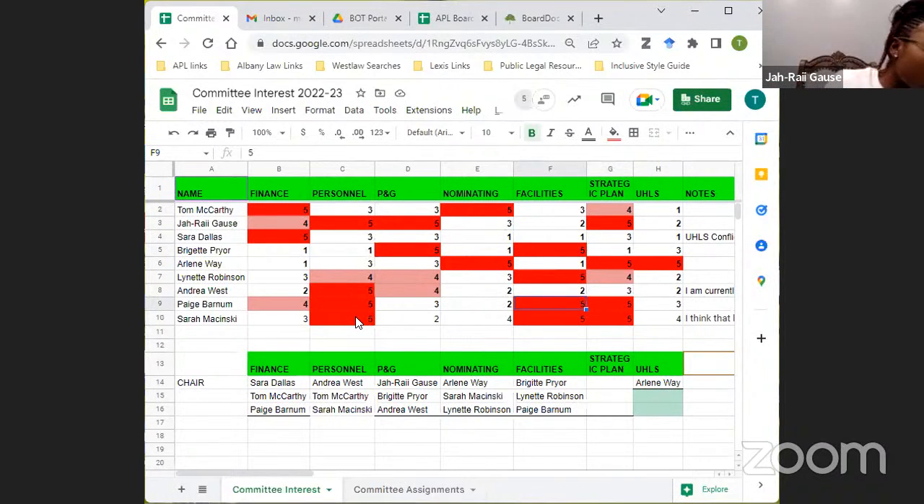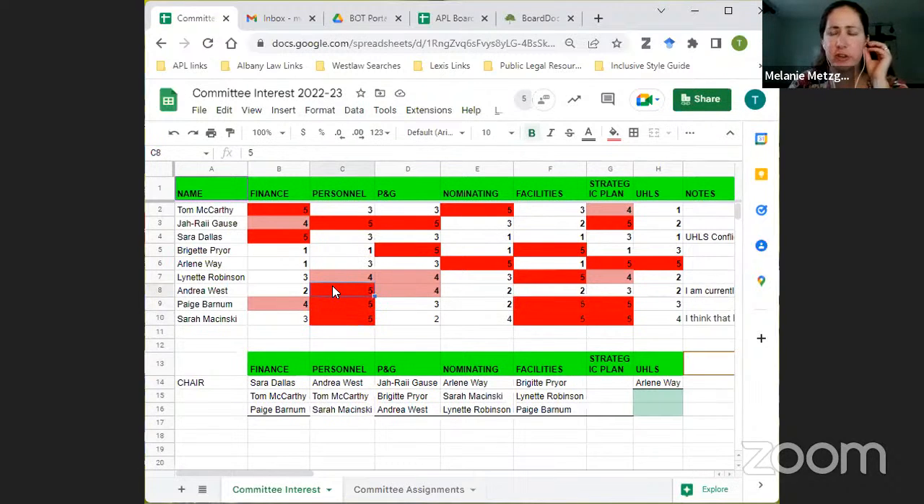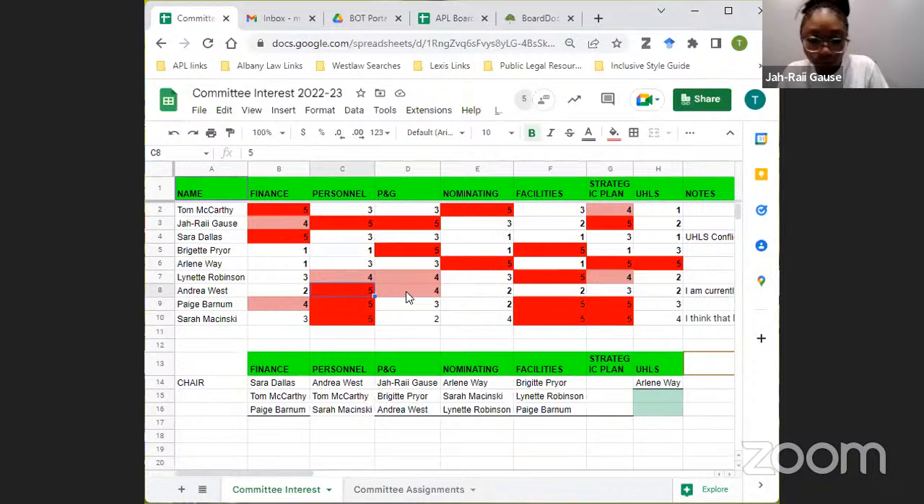She does. I think she does. Yeah, so Paige does do city planning, so she might be good to have on the strategic planning. But which committees do we have? Finance. Which committees take a lot of time?